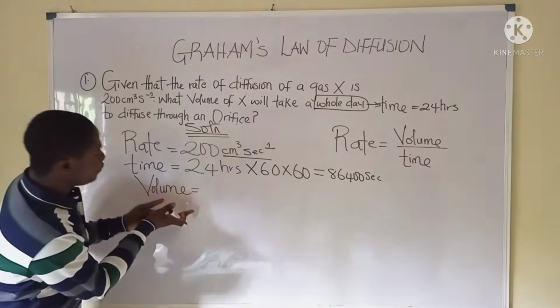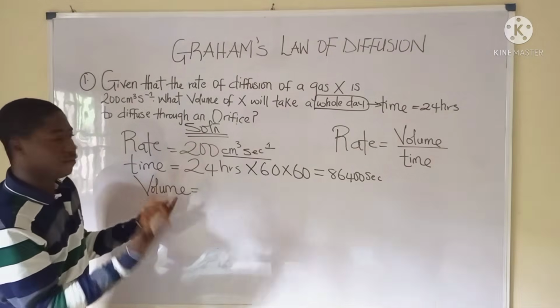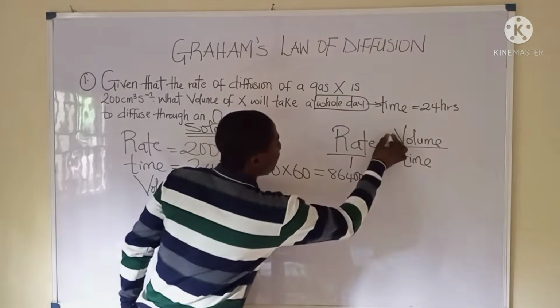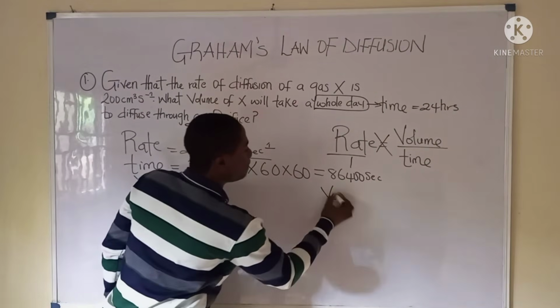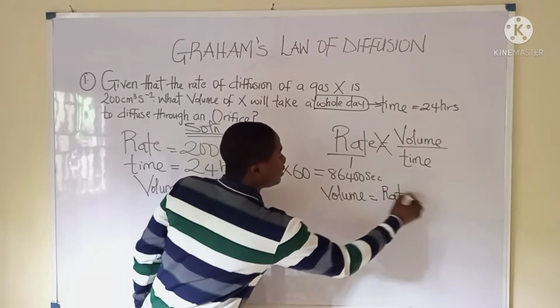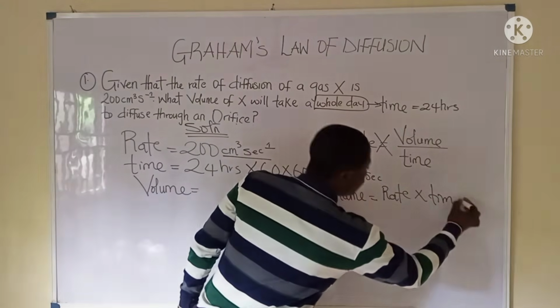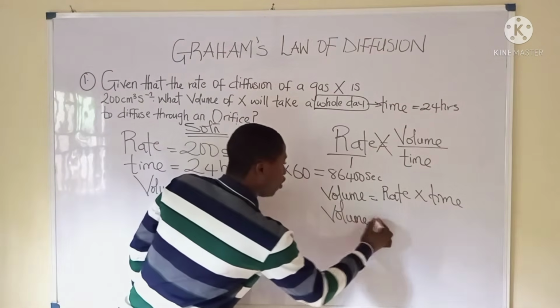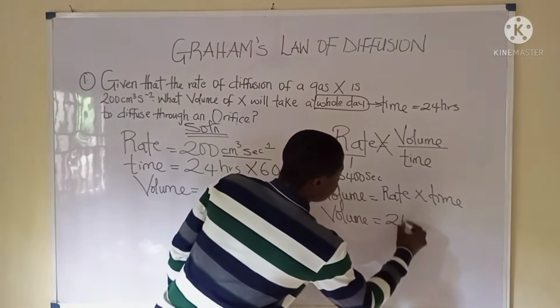86,400 seconds. Now, they are asking us to get the volume. Very simple. Let's quickly analyze. What we do, we make volume subject of formula. Making volume subject of formula, we simply get rate times time. Rate times time.